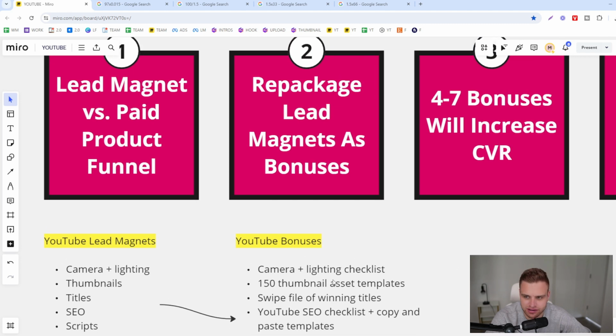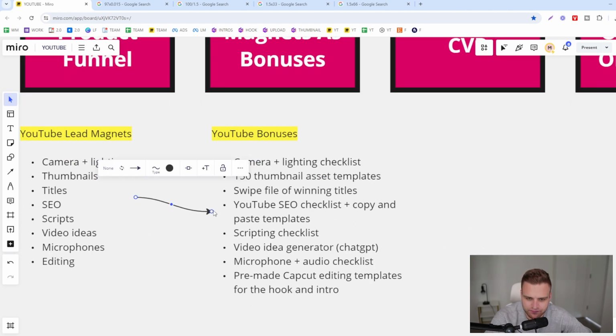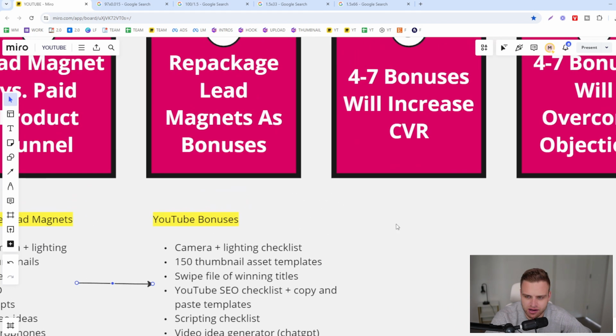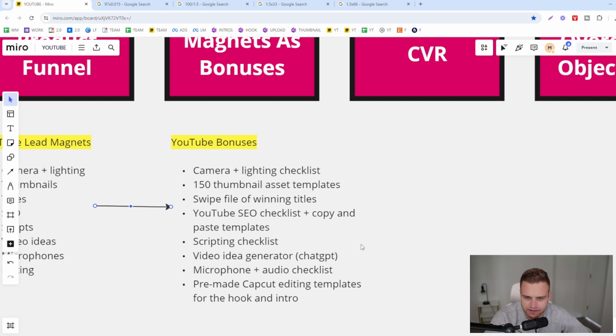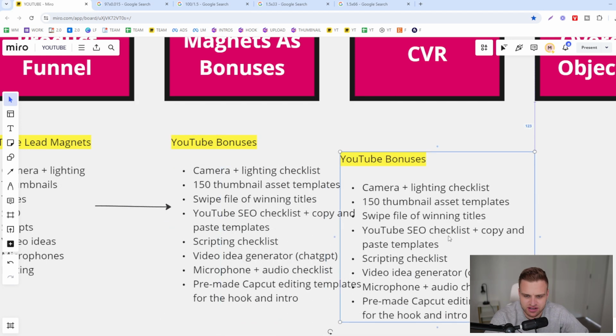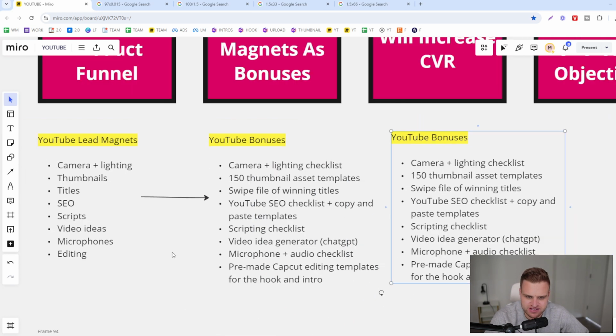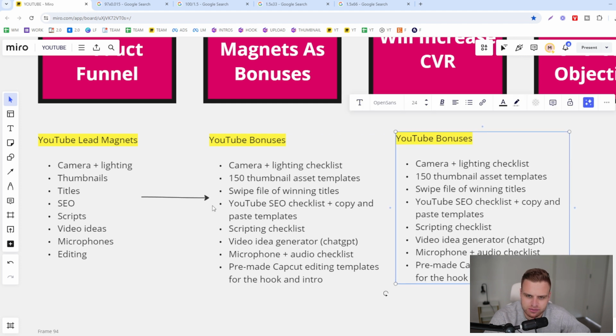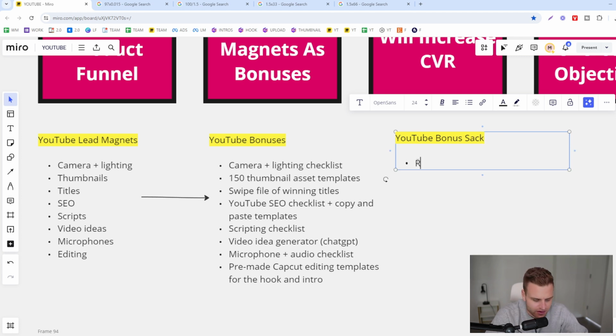for example. So what you want to do here is you want to have at least a minimum of 4 bonuses. And the 4 bonuses that I usually like, and I know we just talked about the lead magnet here, but YouTube's bonus stack, you want to basically repurpose all of your lead magnets.